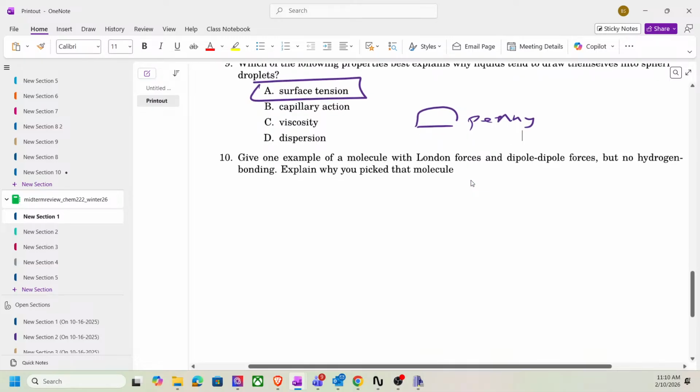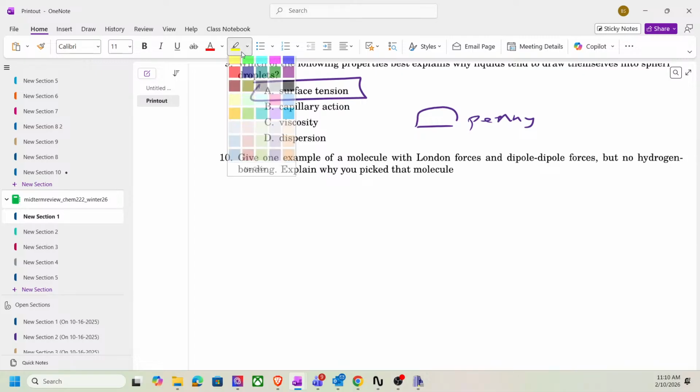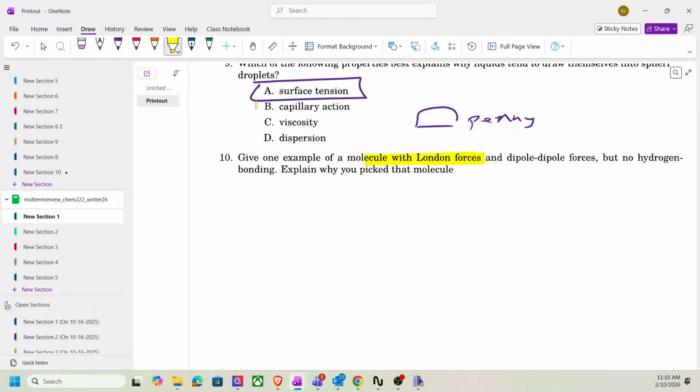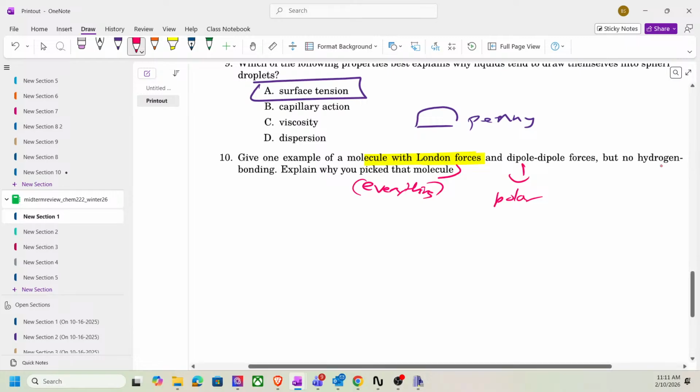Oh, this is a good one, so you guys can give me your thoughts. And so what is it saying? Break down the criteria. It wants us to pick a molecule with London forces. And this is just a reminder: everything has London dispersion forces. And then dipole-dipole. So what kind of molecule are you looking for? Polar. But we can't just pick water. It said no hydrogen bonding, so we have to be a little more creative.